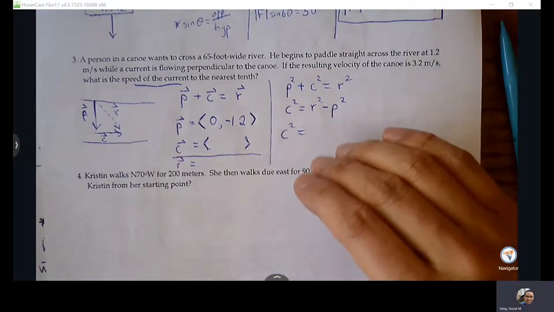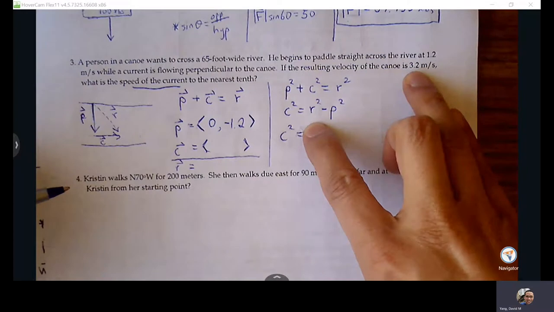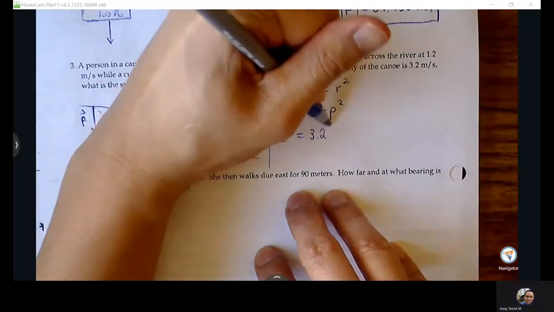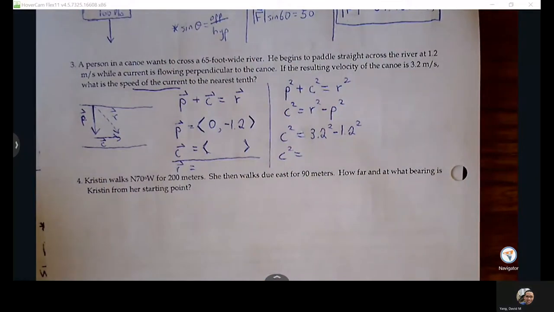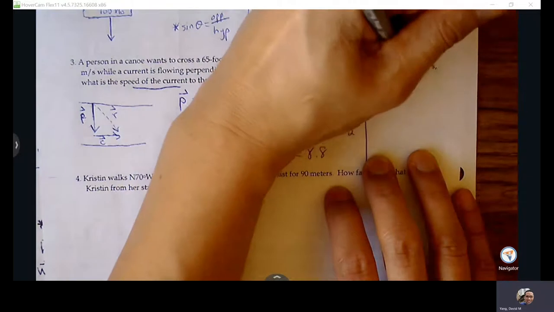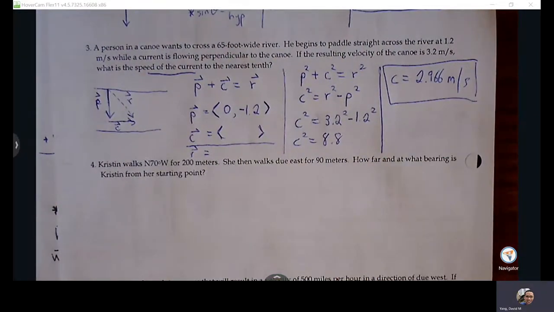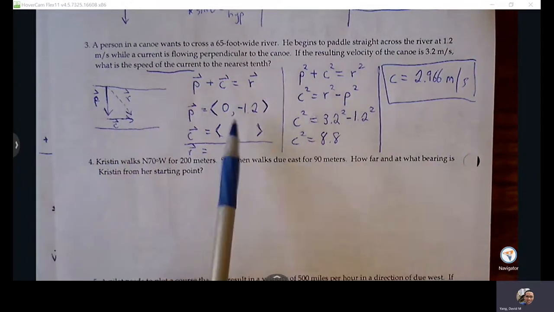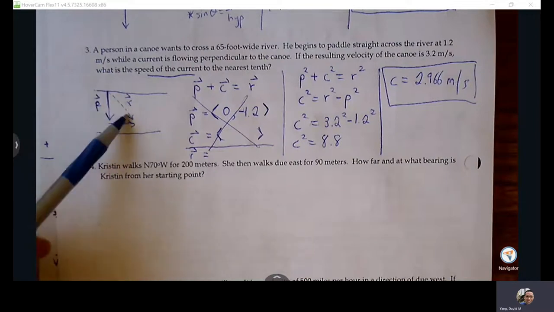So this ends up being just a Pythagorean theorem problem without having to worry about all the components. We know the person is 1.2. We know the resulting velocity of the resultant is 3.2. Okay, take the square root. Get 8.8. Take the square root, c is equal to 2.97. Because they only gave us information about velocity, and we know it's going to be a right triangle because of the perpendicular relationship, we don't have to go through the whole component form. We can just use the Pythagorean theorem, draw it out, and visualize the fact that we want the hypotenuse of a right triangle.